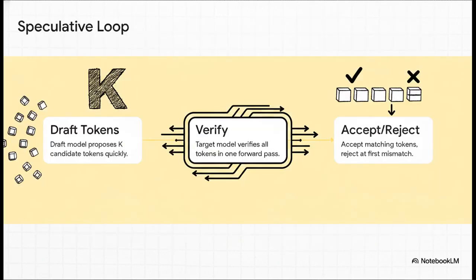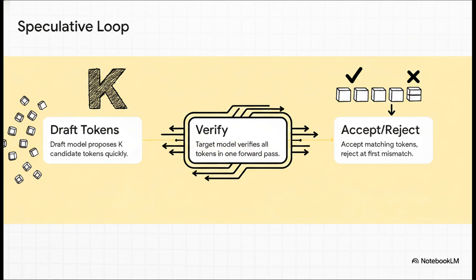Let's break that speculative loop down step by step. First, the draft model proposes K candidate tokens. Second, the target model steps up and verifies all K tokens in one single parallel forward pass. Finally, we do rejection sampling. We mathematically compare the distributions and accept the longest string of tokens that match the target model's probabilities. At the very first mismatch, boom, we immediately reject the rest, generate the correct token, and start the whole loop over again.